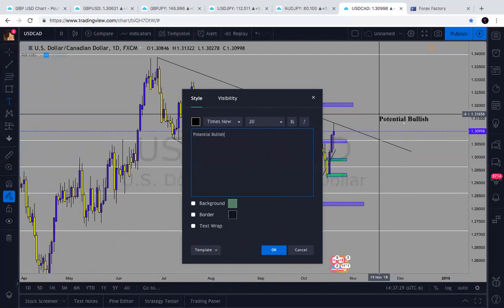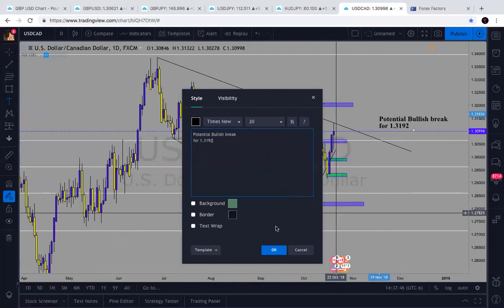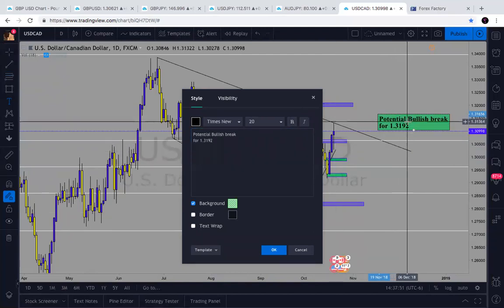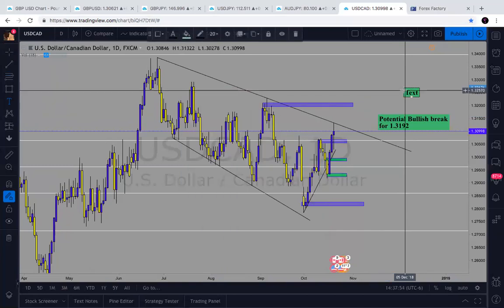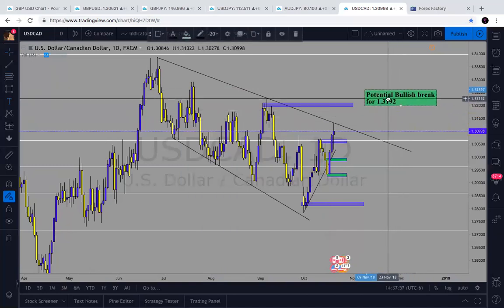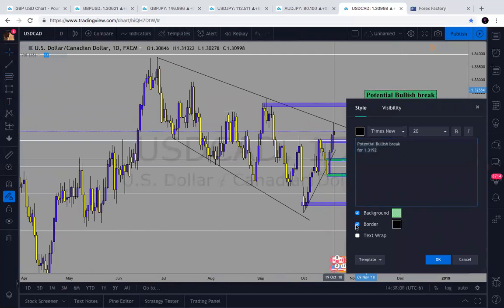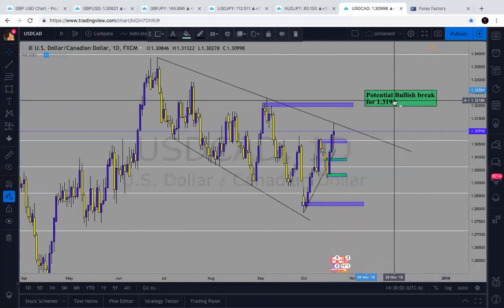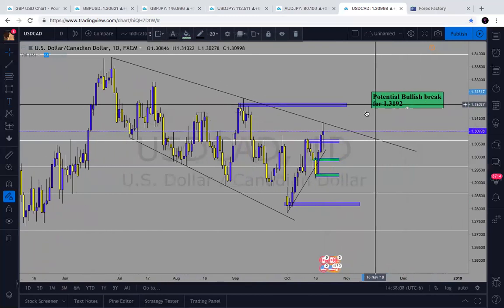Potential bullish break for 1.3192. Background. Yes, I like that. I like that a lot. Yeah, so this is what we're looking for. Hold on, border. Yeah. This highlighted region. This is what we're looking for long term.